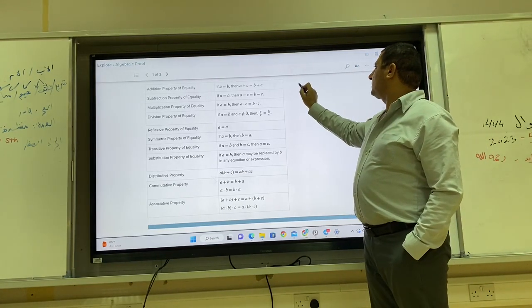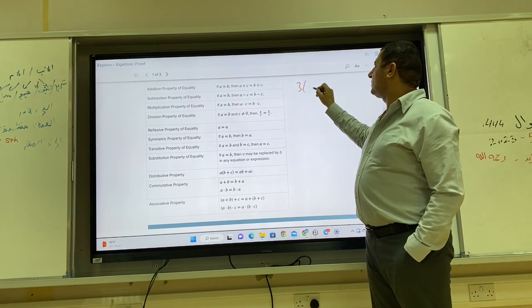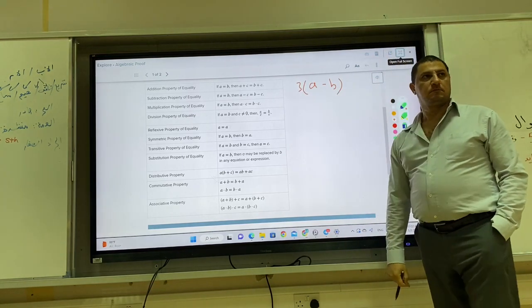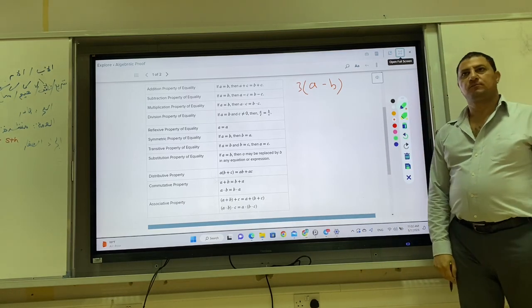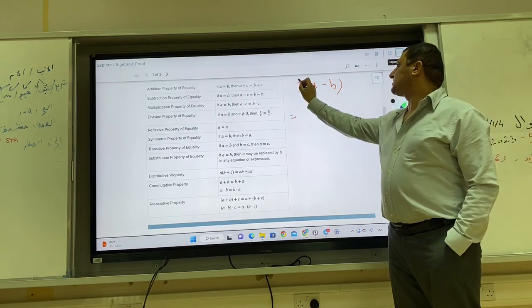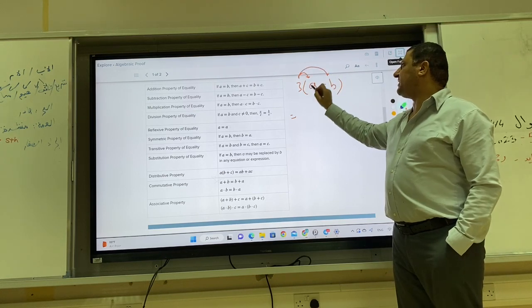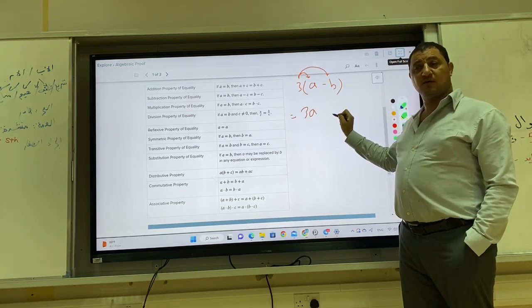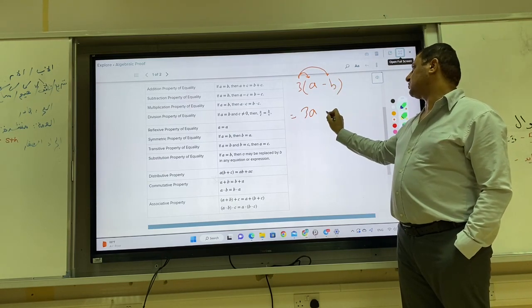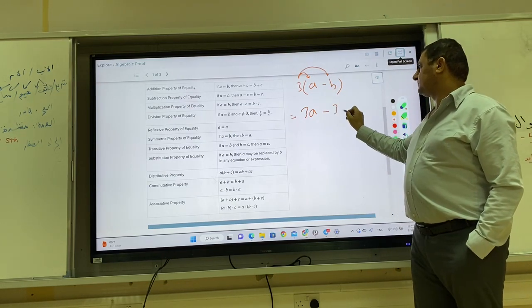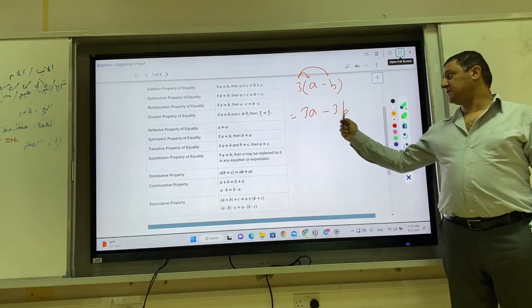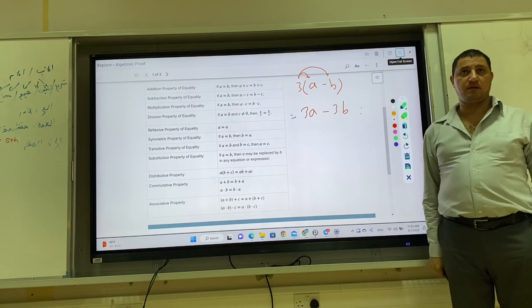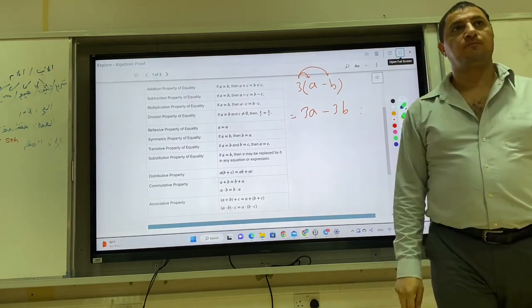Let's say 3a minus b. That's equal to distribute the 3 to a and to b. So 3a. Is it plus or minus? Minus. We are following the same sign here inside the parentheses. So it's minus 3b. And these are different terms. It's a and b, so I cannot add them or subtract them. I'll keep it like this, and this is the answer.